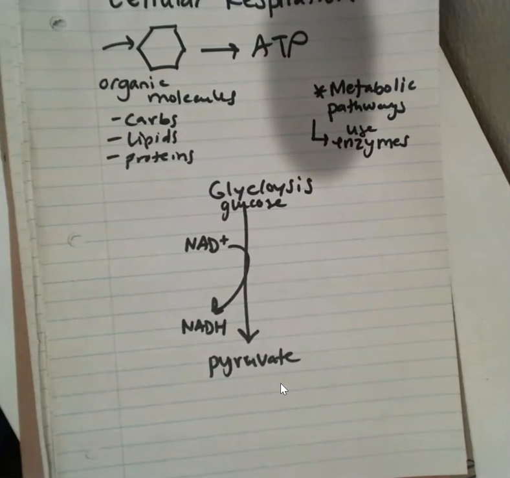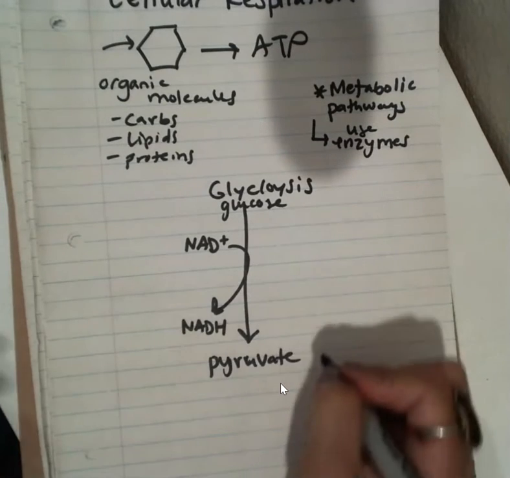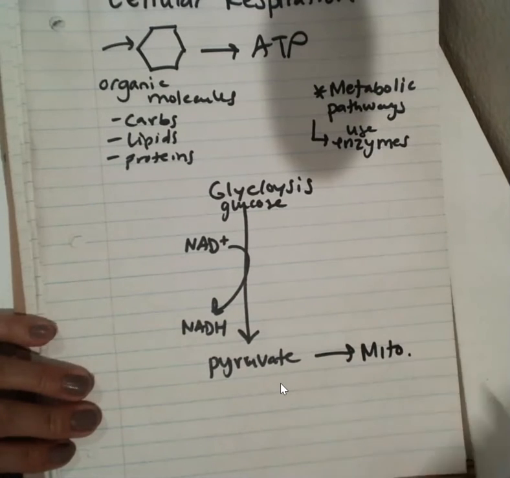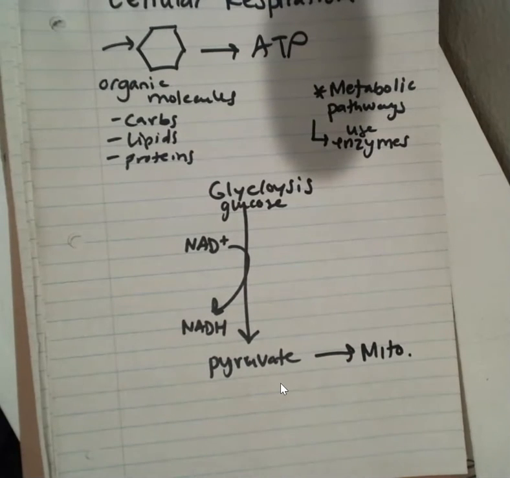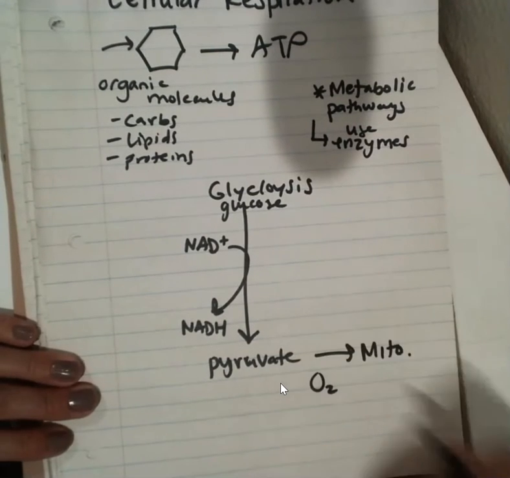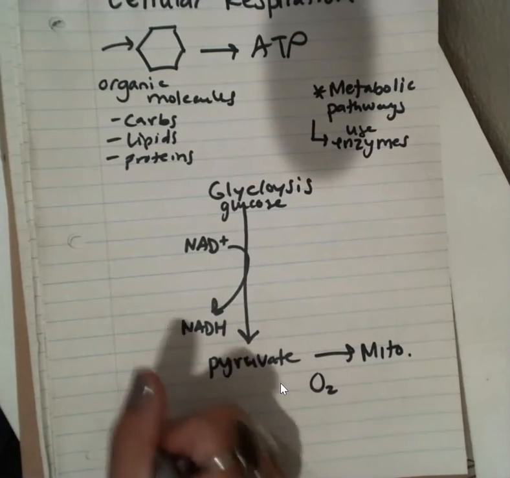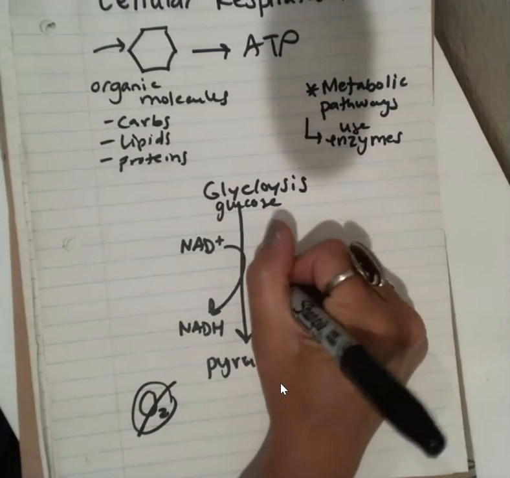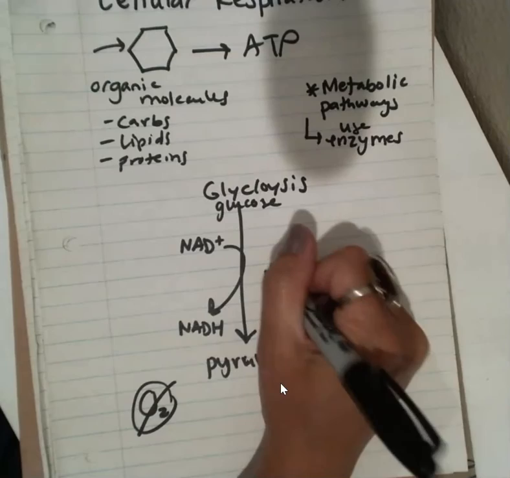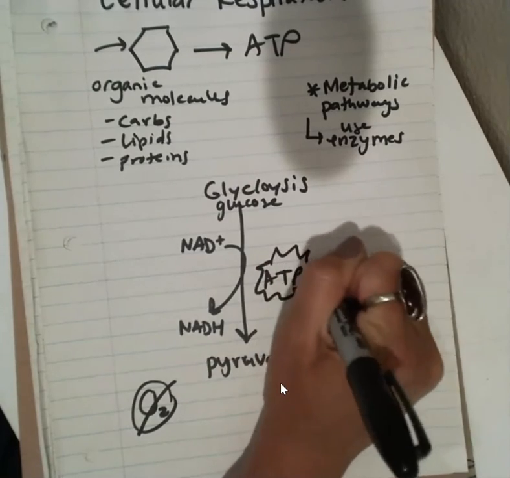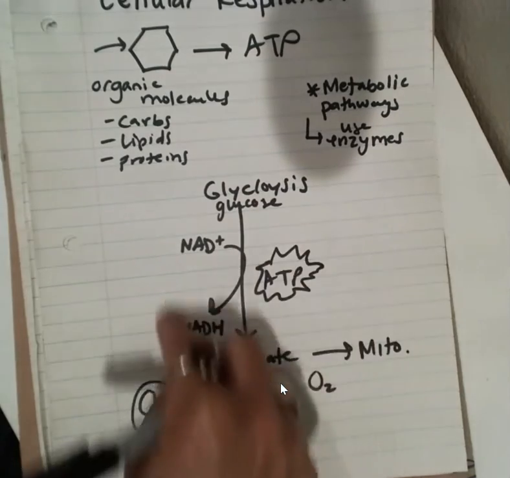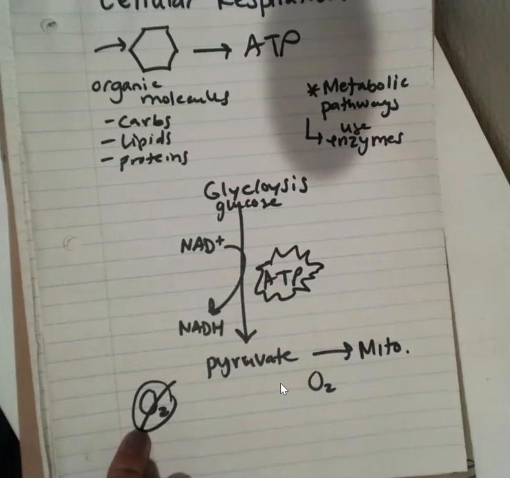Now, if there is oxygen present, after glycolysis, the pyruvate will enter into the mitochondria to be further oxidized to get any remaining potential energy. However, this is if there's oxygen present. If oxygen is not present and glycolysis is the only way that that cell is producing ATP, we need to make sure that at least glycolysis can continue even in the absence of oxygen.